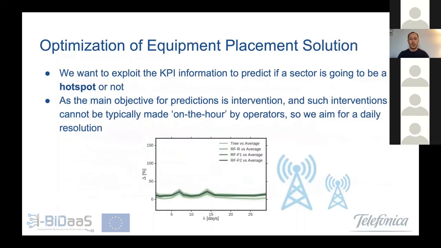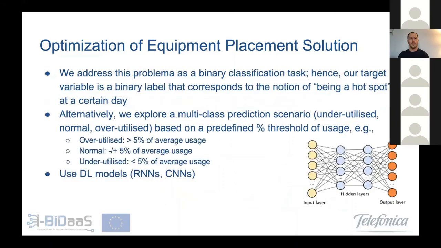And the solution that I-BiDaaS puts in place here is that we want to exploit this KPI information to predict if a sector is going to be a hotspot or not. And as the main objective of the predictions is interventions, and since interventions usually cannot be implemented on the hour by operators, we aim for a daily resolution here. And we address the problem as a binary classification task, hence our target variable is a binary label that corresponds to the notion of being a hotspot on a certain day.